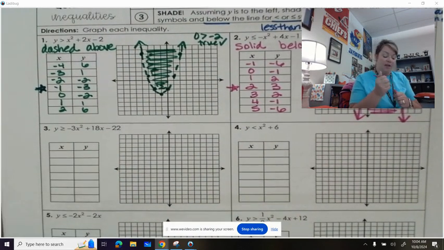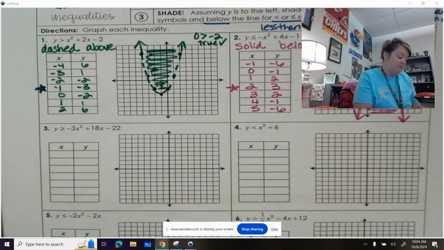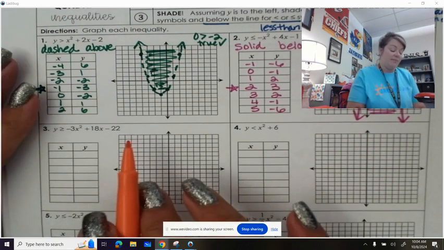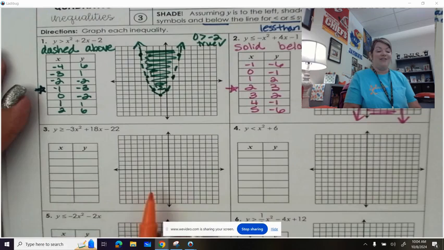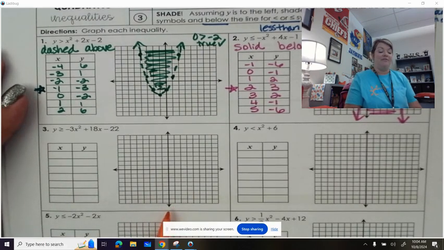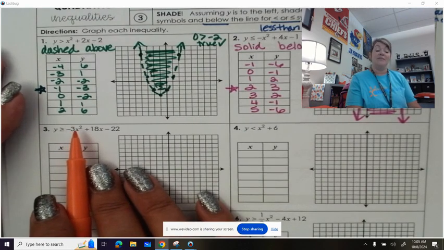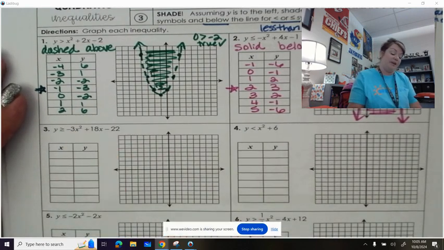All right, let's look at number 3. y is greater than or equal to negative 3x squared plus 18x minus 22. My y-intercept on this one is down at negative 22, so I'm not going to graph that one. I also know this parabola is going to open upside down, negative 3, and it's going to be skinny because it has a vertical stretch of 3.